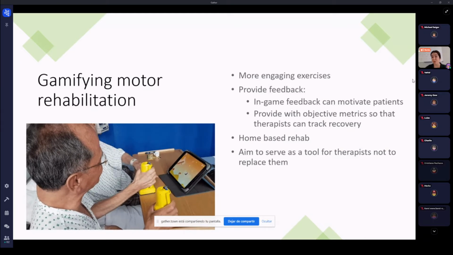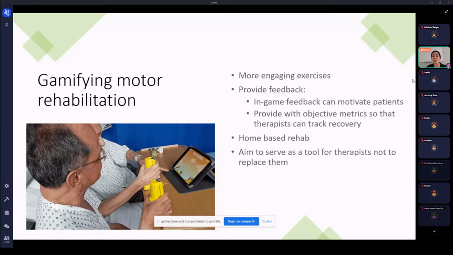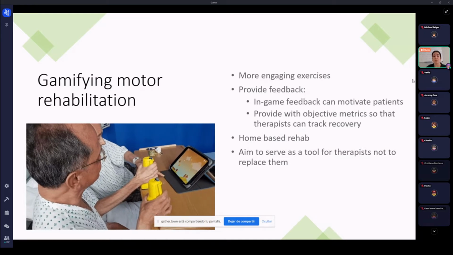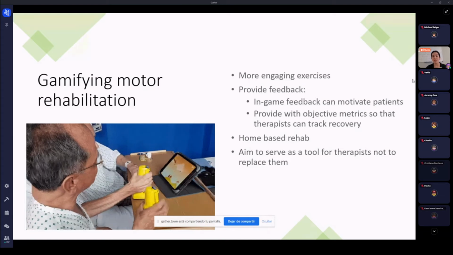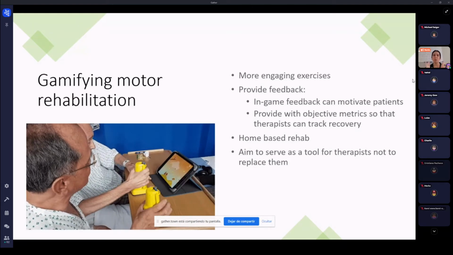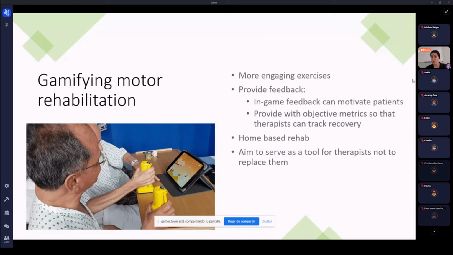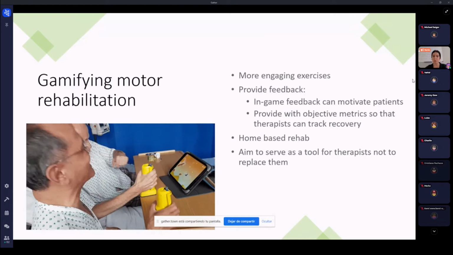When used with simple controllers, games can be used for home-based therapy, which means that the patient keeps exercising even if the therapist is not present. However, I wanted to highlight that games aim to serve as a tool for the therapist and not to replace them.